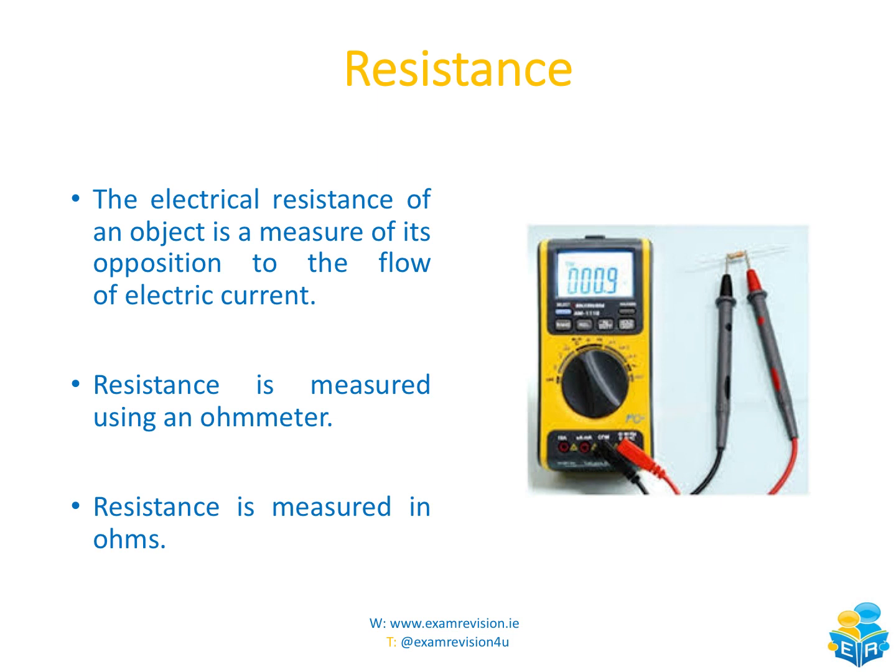And the final one of these in the very important relationship is resistance. So the electrical resistance of an object, if something is resisting, it's trying to stop. So the electrical resistance of an object is a measure of its opposition to the flow of electrical current. So it's trying to stop the flow of electrical current. Resistance is measured using an ohm meter.